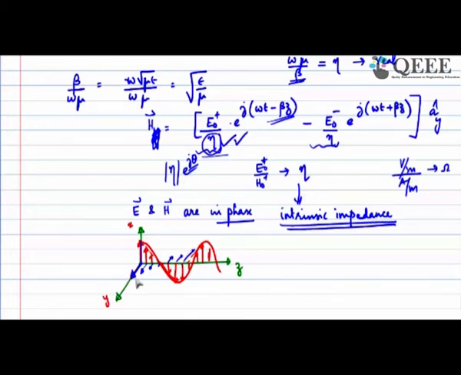So if I were to trace the H field, it's something like this. You have a nicer picture in the notes that I have given you, but this is how the H field is doing. The E is oscillating along the X direction, H is oscillating along the Y direction, and the wave is propagating along the Z direction. So your E, H and the propagation direction of the wave, propagation direction is along the Z, they are orthogonal to each other.